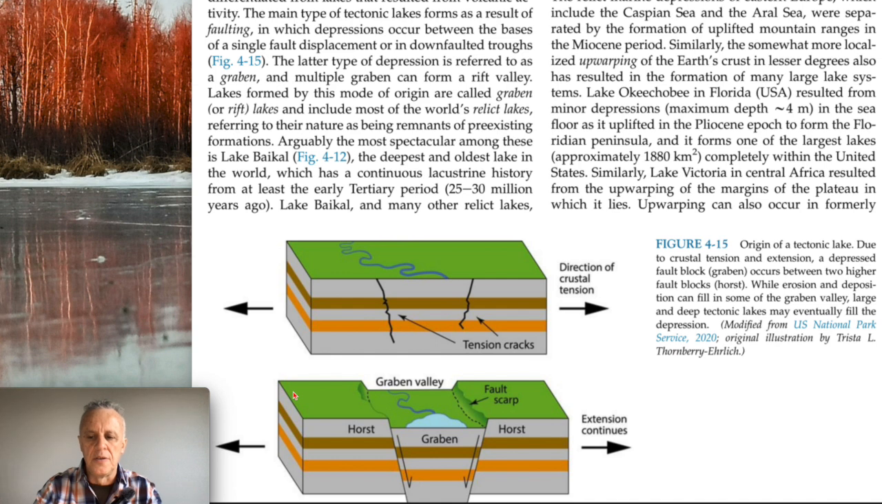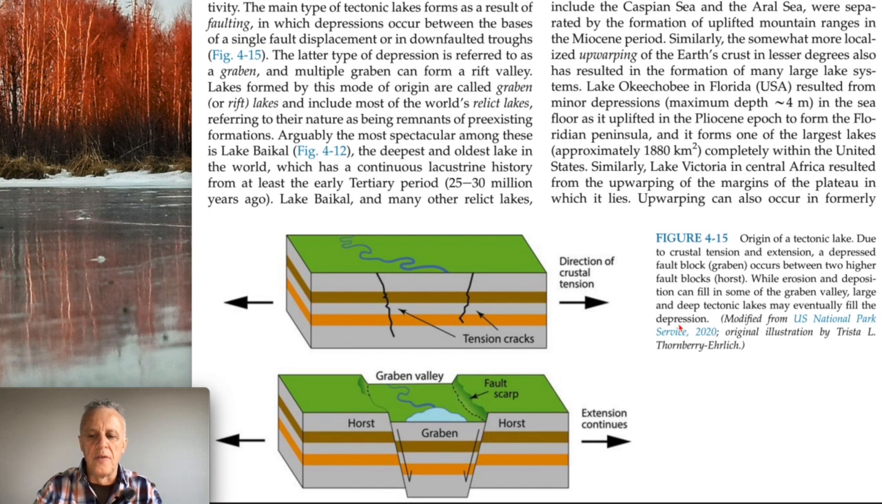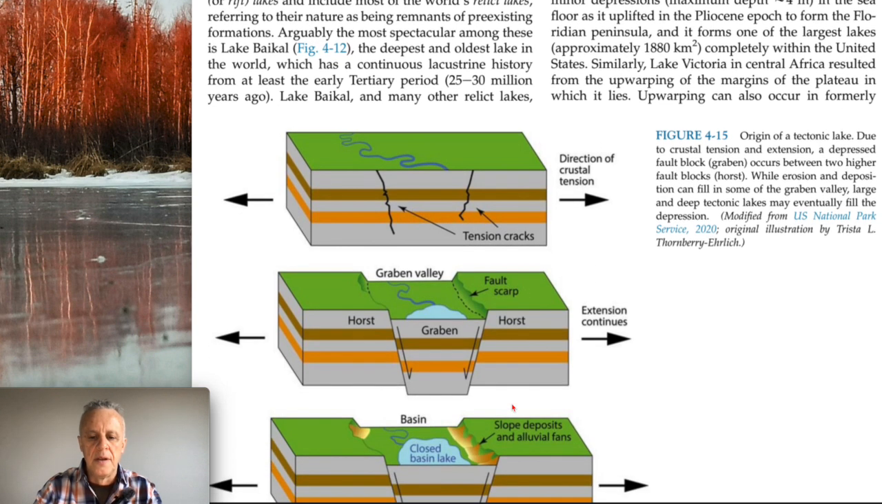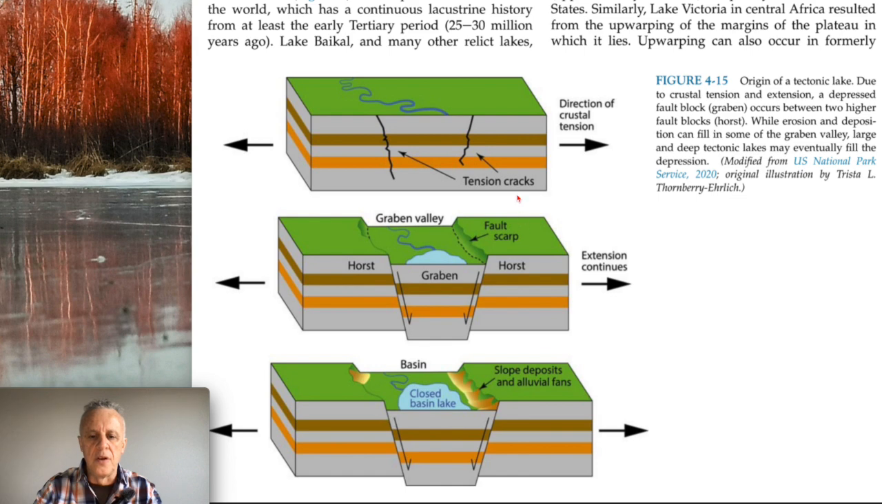4-15, sorry, which is the origin of a tectonic lake due to crustal tension and extension. A depressed fault block, a graben, which is right here, occurs between two higher fault blocks, horst, which are right here. While erosion and deposition can fill in some of the graben valley, large and deep tectonic lakes may eventually fill the depression.